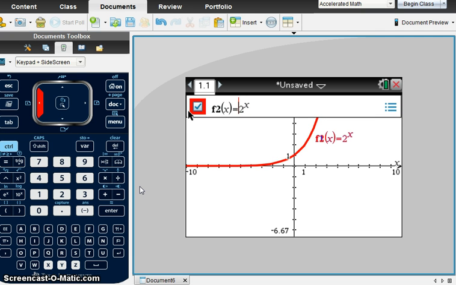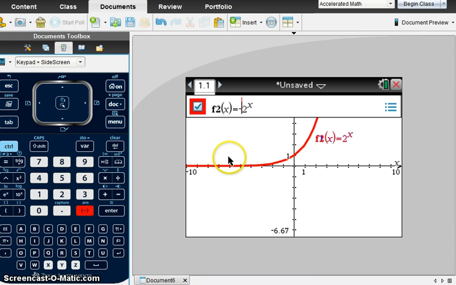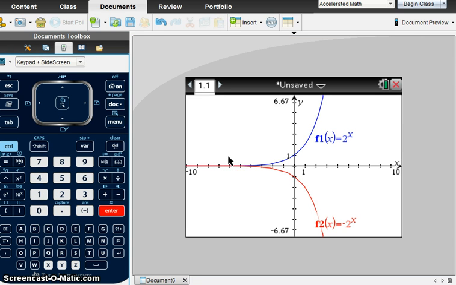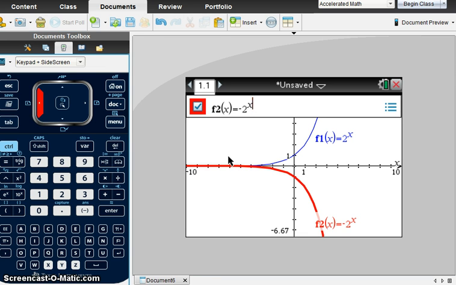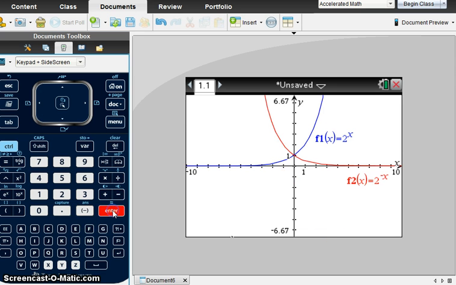Well, if we want to do a reflection over the x-axis, we need to make this number out front negative. There we go. You can see the blue is our original one. We have reflected it over the x-axis. All right, well, what about a reflection over the y-axis? To do that, we need to come up into the exponent and make it negative. So there we go, 2 to the negative x. Hit enter. There you can see we now have a reflection over the y-axis.